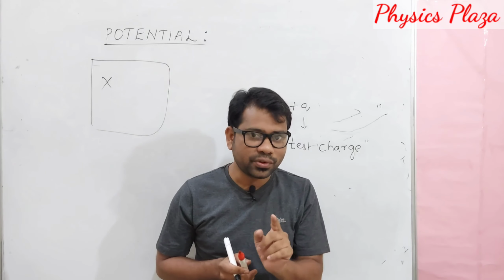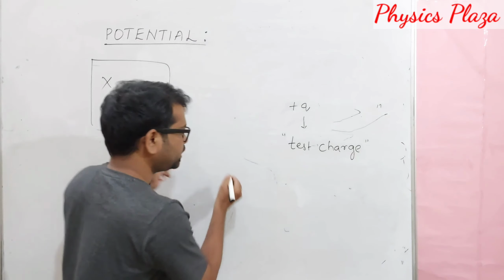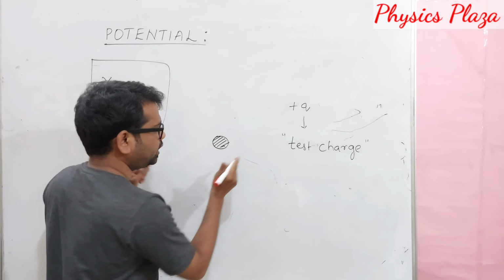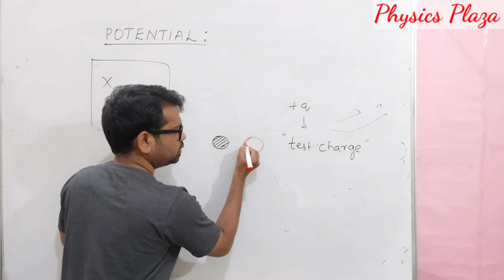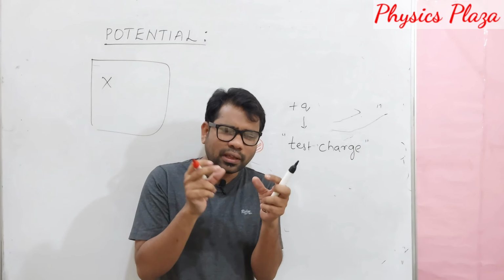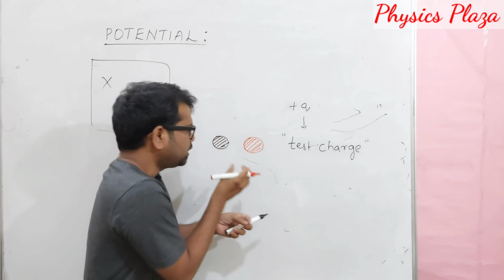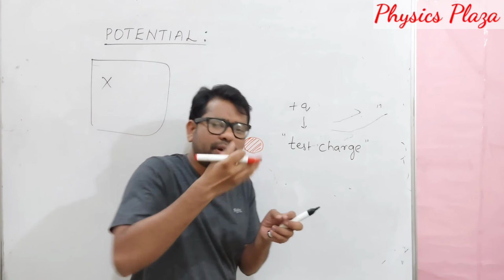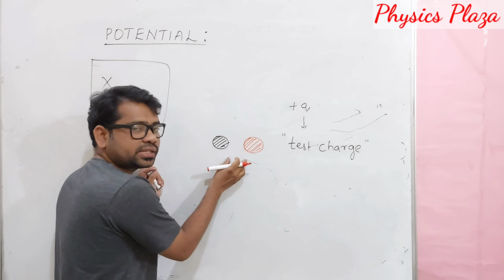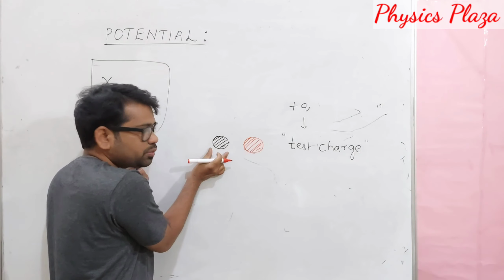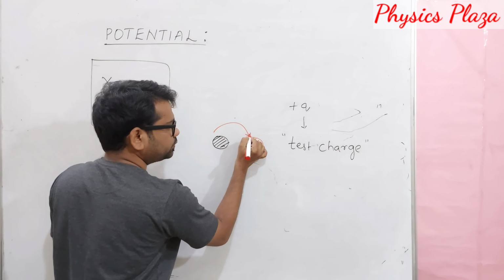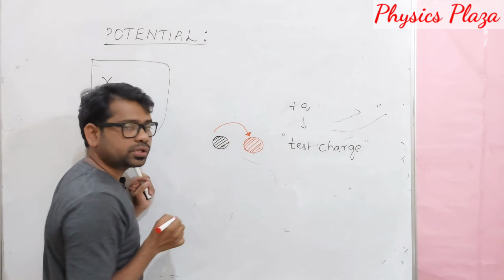I repeat once, don't get confused. For example, let us take one charge here, and one more charge here. Obviously, if two charges are brought near, whether like or unlike, each charge will exert some force of attraction or repulsion on the other. It's common. Let us say this black charge exerts some force on this one.